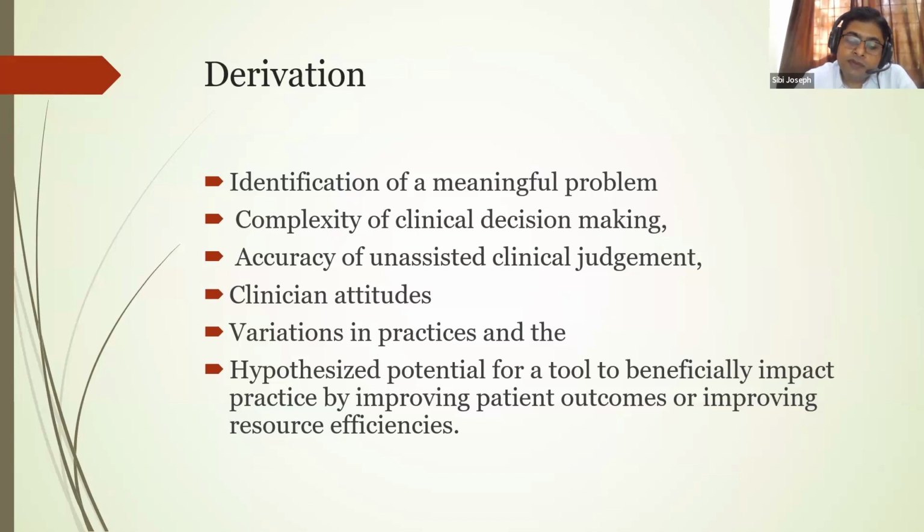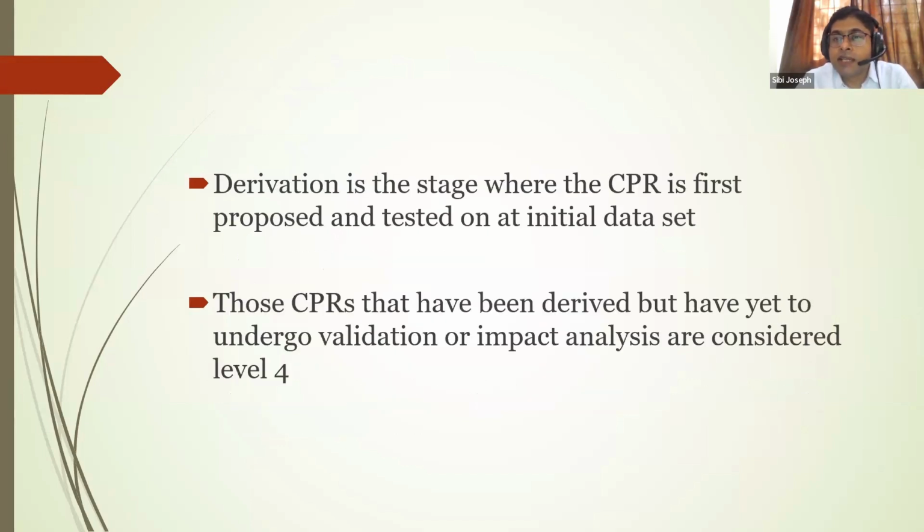Considerations that help inform the need of a CPR include the complexity of clinical decision making, accuracy of unassisted clinical judgment, clinician attitudes, variation in practices, and the hypothesized potential for a tool to beneficially impact practice by improving patient outcomes or improving resource efficiencies. So derivation is the stage where the CPR is first proposed and tested on an initial data set. Those CPRs that have been derived but have yet to undergo validation or impact analysis are considered level 4. So level 4 CPRs complete only the first stage, that is derivation.